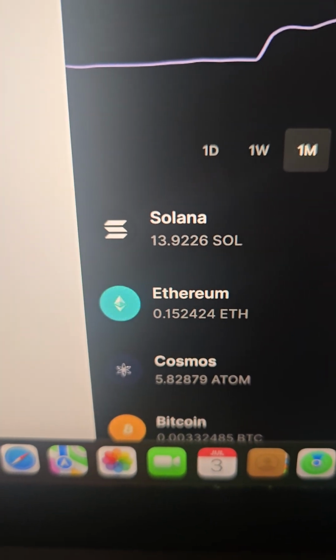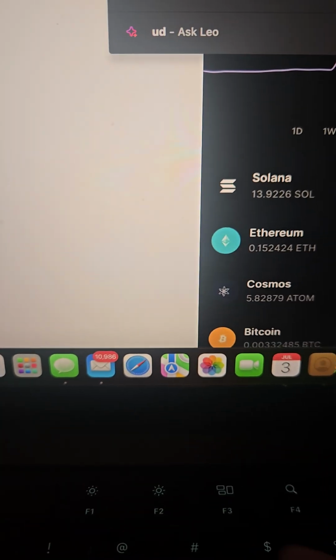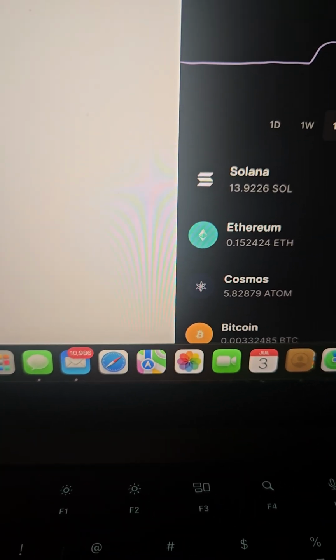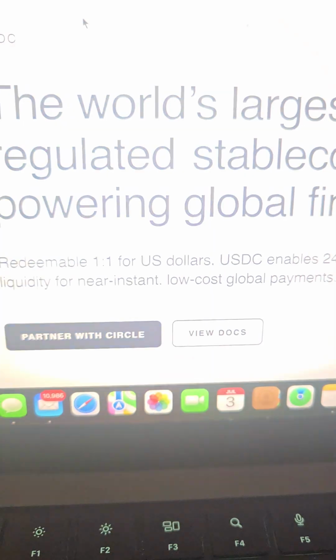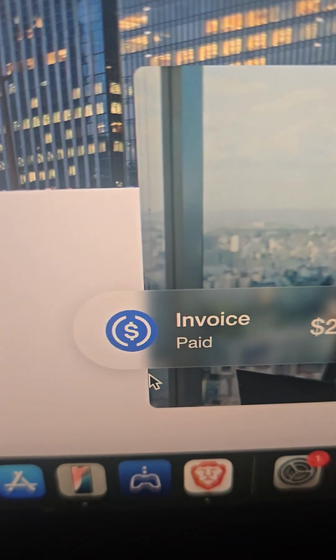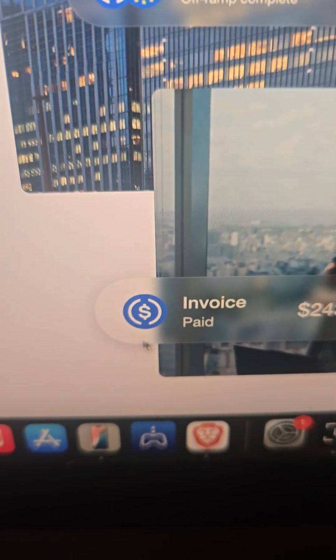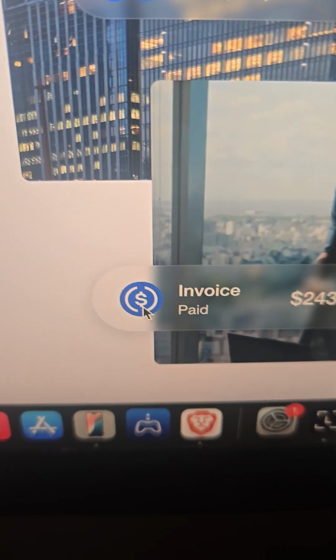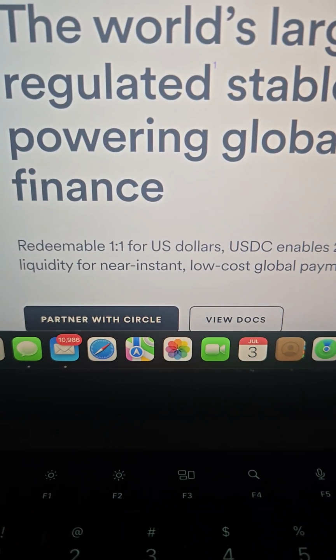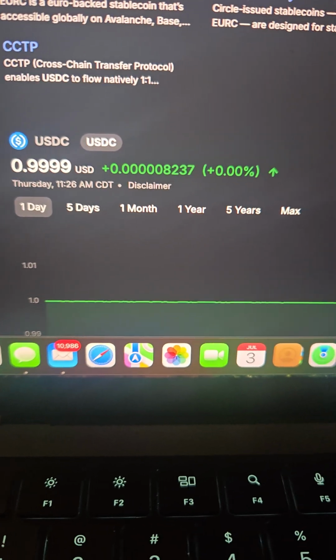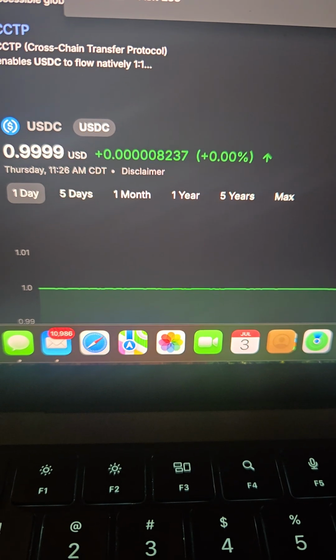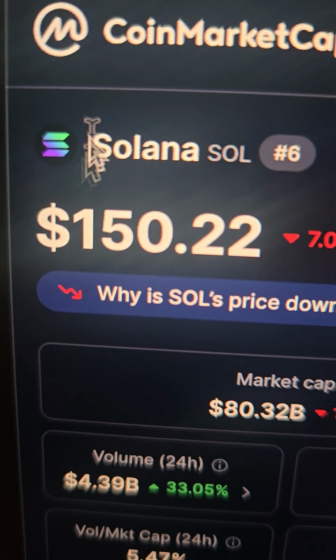But what I want you guys to see is this United States dollar coin. I want you guys to see this right here. So United States dollar coin looks like this. This little symbol here. So to move United States dollar coin, you have to have Solana. You have to have this right here, Solana.